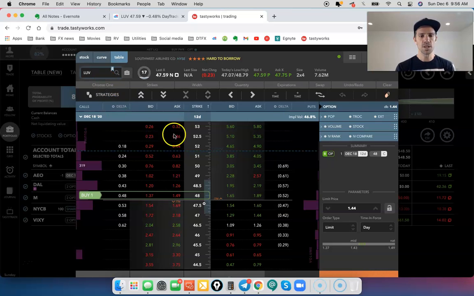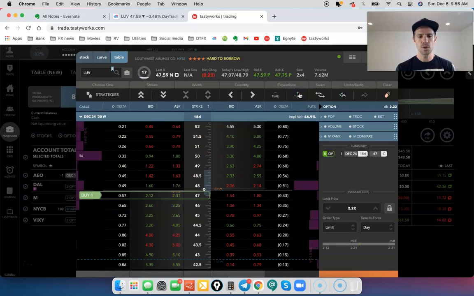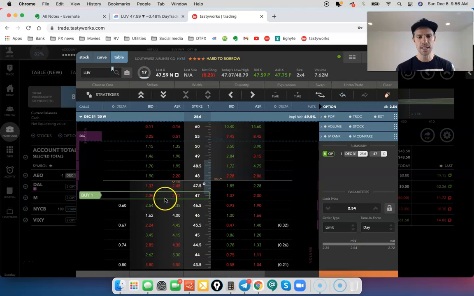So if we look at Southwest right here and we say, okay, here's the stock trading at $47.59. Let's say that I buy a $47.50 call option, meaning pretty much anything that goes above $47.50 is going to be looking pretty good for me. Further out I go, the more expensive it'll get.